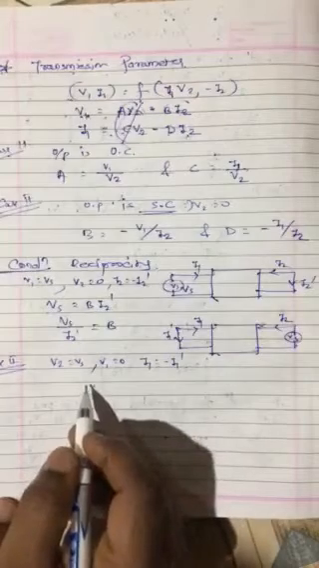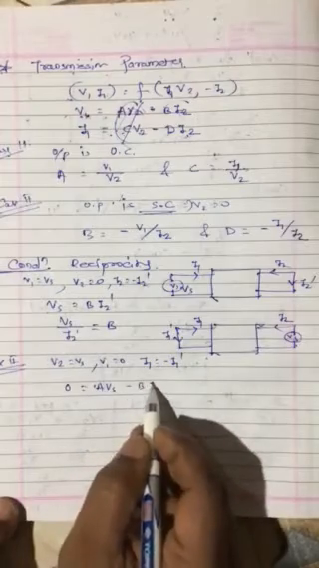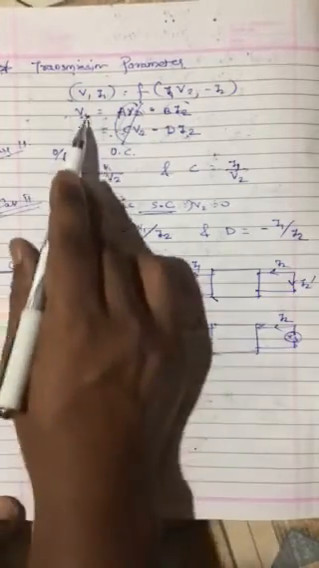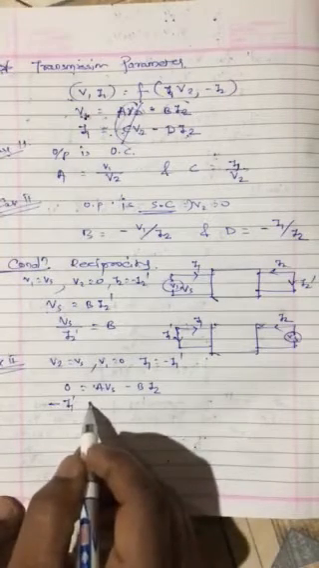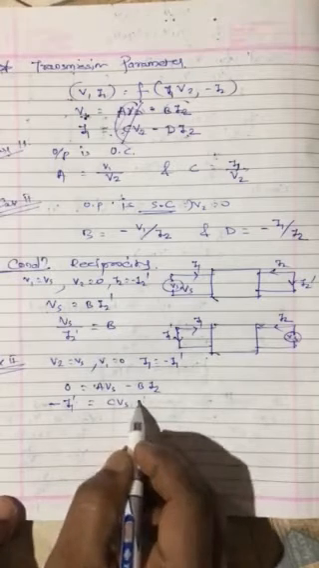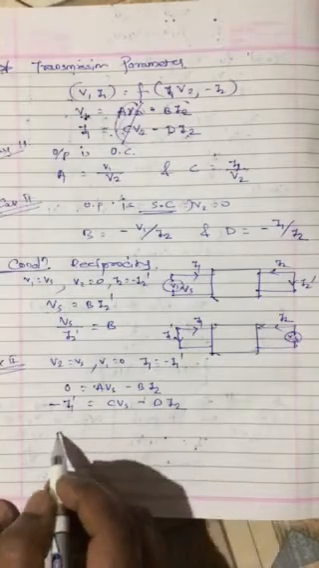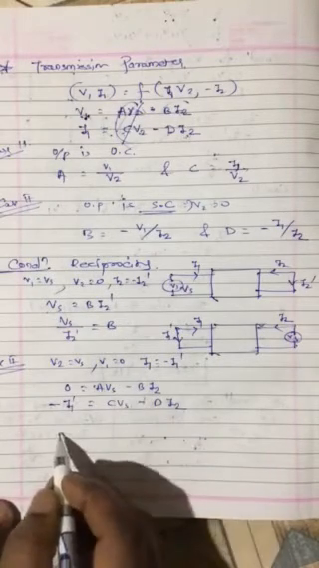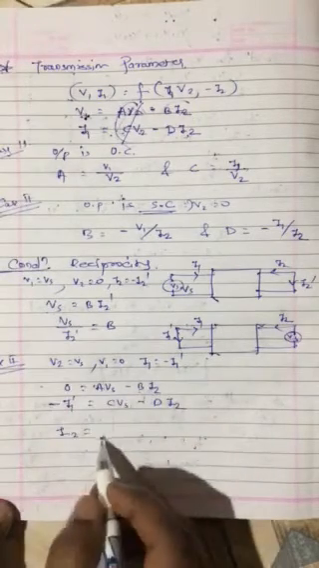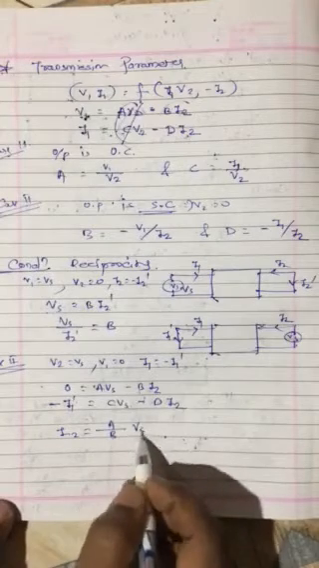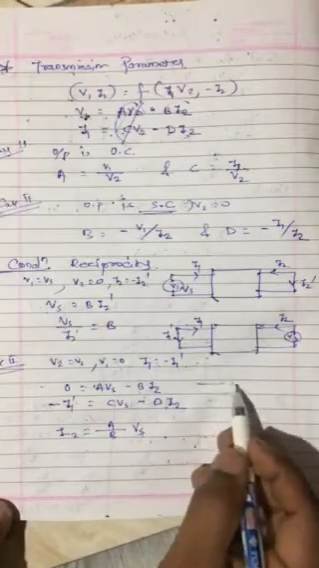So if you put it in the equation, for the first equation you will get 0 equal to A Vs minus B I2. Because V1 is 0 and I1 is minus I1 dash, minus I1 dash equal to C Vs minus D I2. From this equation I will find I2, which moves to this side: I2 equal to A by B Vs, right?